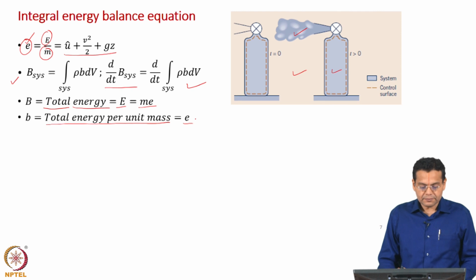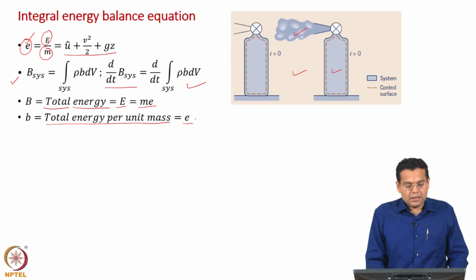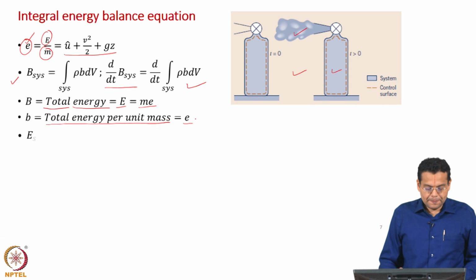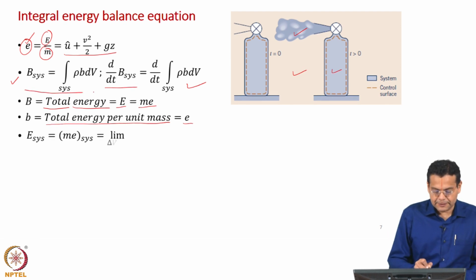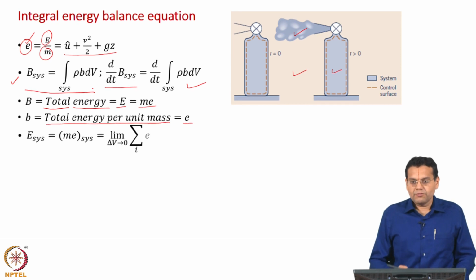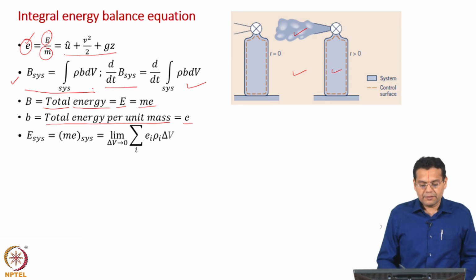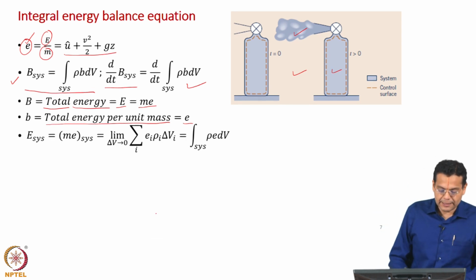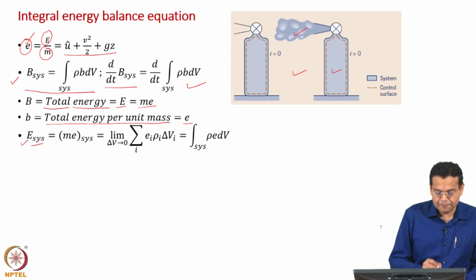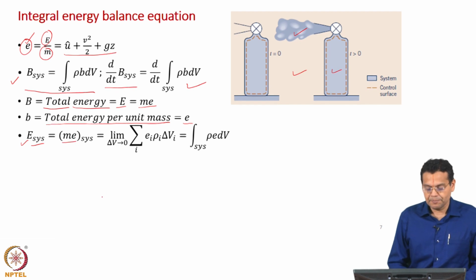Okay. So, now what we will do is write down this expression for the present case where our small b is small e. Small e is total energy per unit mass. And how do you write that? Instead of capital B, we have capital E system, which is small m into small e system.